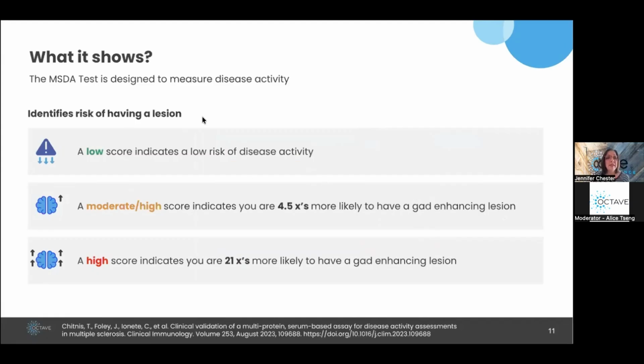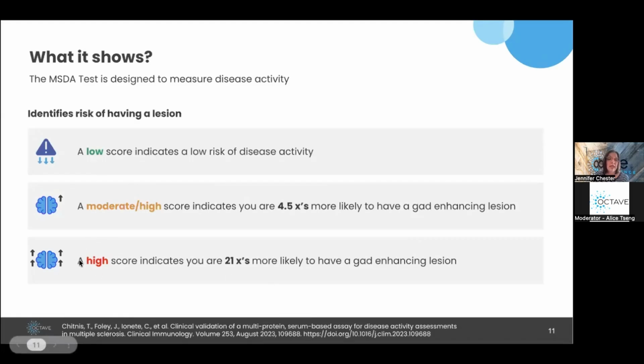So the MS Disease Activity Test is designed to measure disease activity, but it's also establishing what is the risk for you for developing a new lesion. So if you score in that low range, you have a pretty low risk. Obviously, the lower the number, the lower the risk. If you score in that moderate to high range, you're 4.5 times more likely to have a GAD-enhancing lesion. So that is a new active lesion on your MRI.